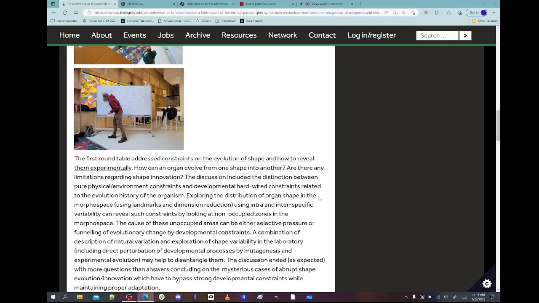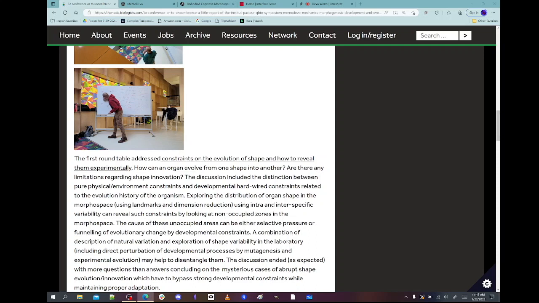Exploring the distribution of organ shape in the morphospace. So they talk about the space of possible morphological configurations. Using intra- and interspecific variability can reveal such constraints by looking at the non-occupied zones in the morphospace. Our organisms occupy this morphospace. We see some of these variations, some of these combinations, that are more common than others, and some of them you never observe in nature. And so those non-occupied zones, as it were, are the areas we're really interested in, understanding exactly what those constraints are and why they're the way they are.